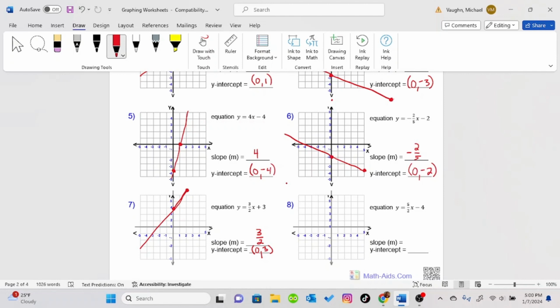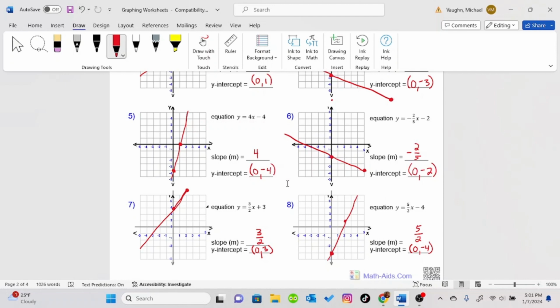And finally, number 8. The number by itself is -4. So the y-intercept is 0, -4. 1, 2, 3, 4. The number in front of the x is 5/2. So the slope is 5 over 2. That tells us to go up 1, 2, 3, 4, 5, and right 1, 2. Put our next point and draw the line that connects them. And we have our graph.